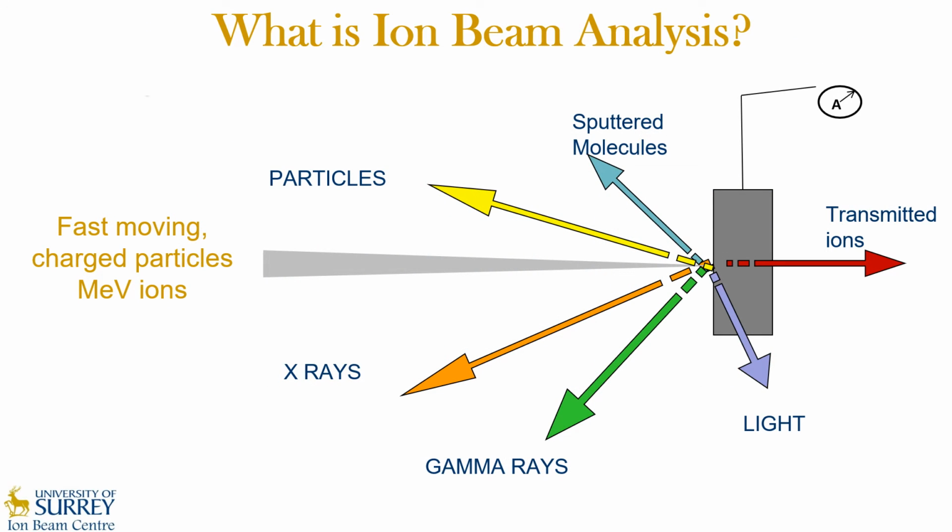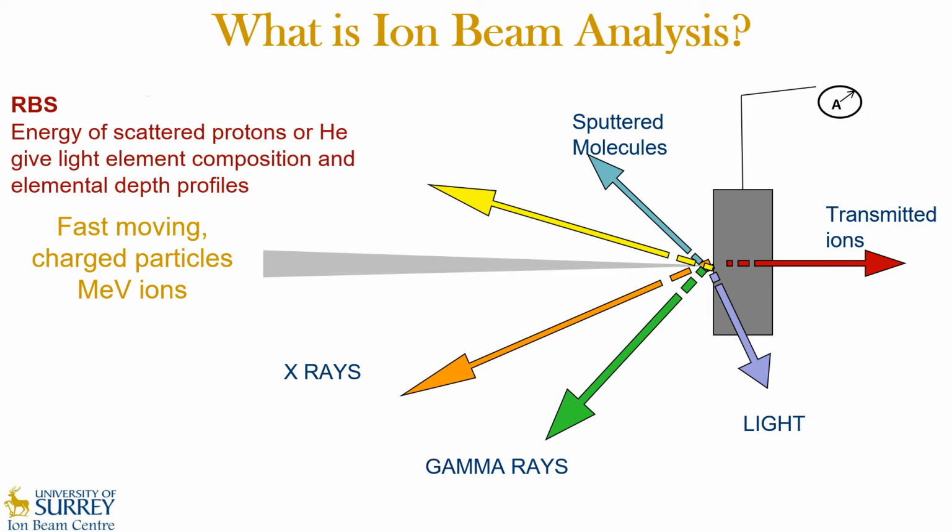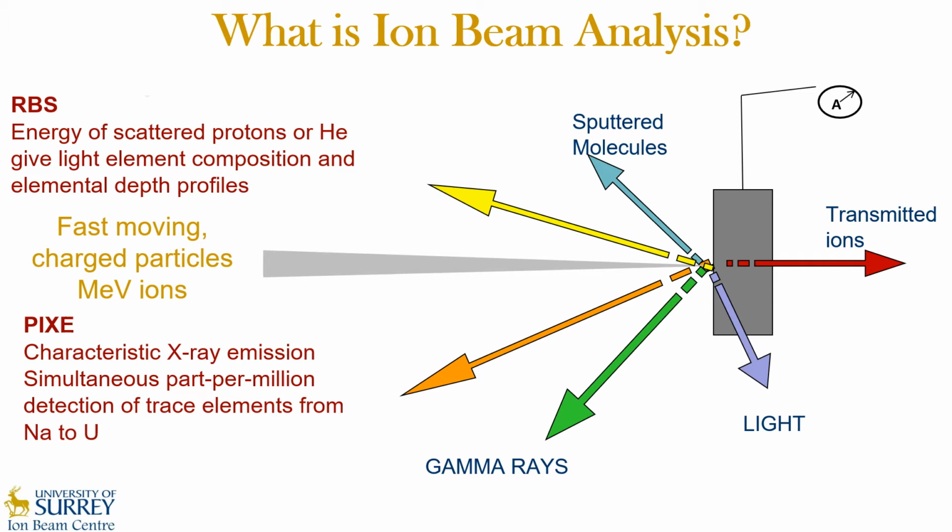So what is ion beam analysis? Well, it's a collection of techniques that utilise the effects of the interaction of MeV ions with matter. First of all, we have Rutherford backscattering, which looks at the backscattered ions reflected from the surface. As the ions penetrate the surface, they cause excitation in the electronic system of the target, which in turn causes emission of characteristic X-rays of all the elements that the ion passes on its travels.